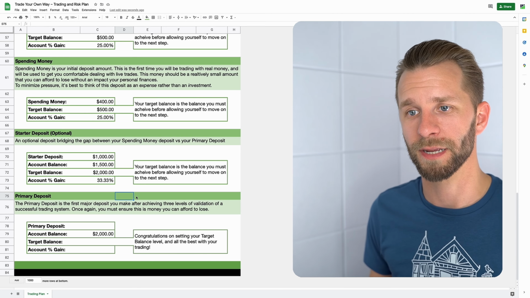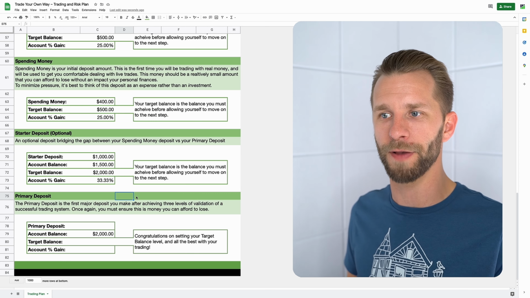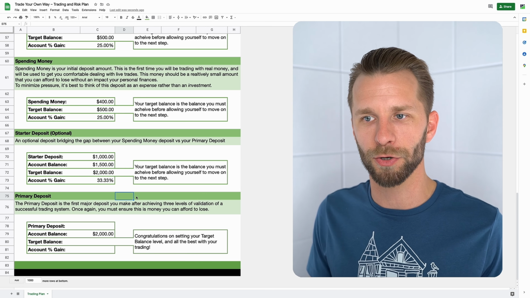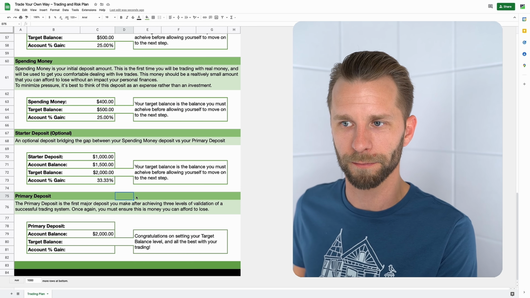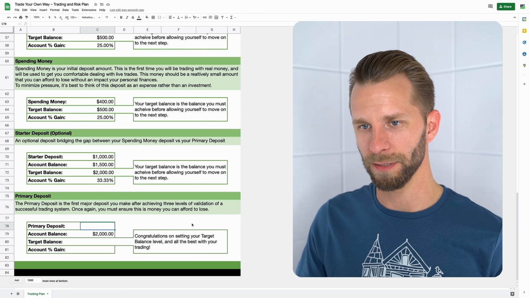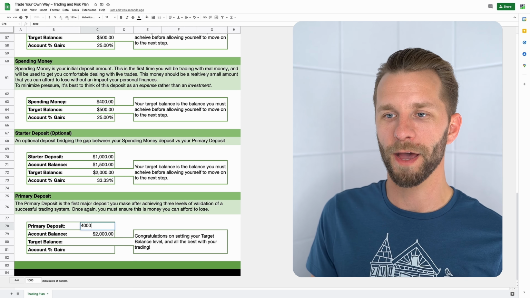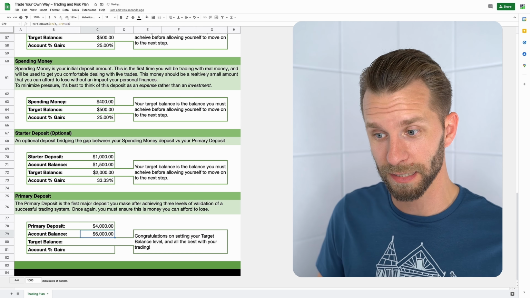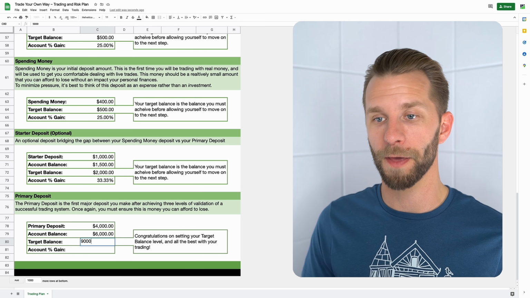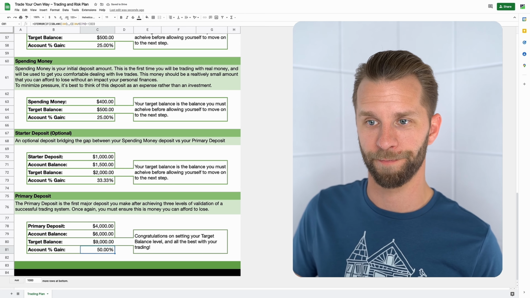The primary deposit is the first major deposit you make after achieving 3 levels of validation of a successful trading system. Once again, you must ensure this is money you can afford to lose. So looking at primary deposit, our current account balance is $2,000. With our primary deposit, let's say we want to add another $4,000, which would bring our account balance to $6,000. Now I want to put in a target balance of $9,000, which means we need to gain another 50% of that.